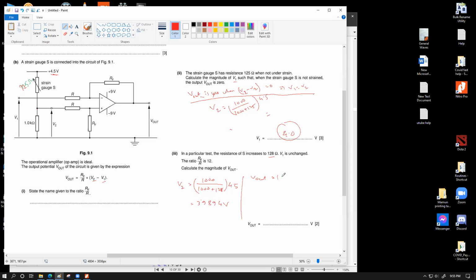Now let's calculate Vout from here. Vout equals 12, the gain they have given, times V2 minus V1. So this one minus 4, times 12, comes to minus 0.128 volt. Which is within the supply limits, which means this is the answer.